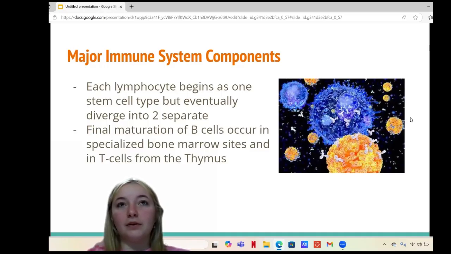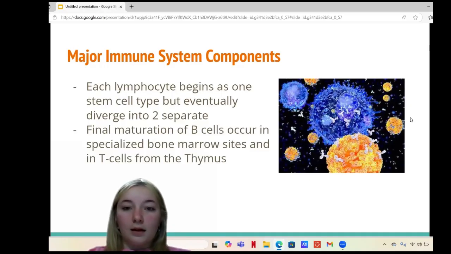Lymphocytes allow us to distinguish which substances are foreign and which aren't to the body, and this will allow our immune system to kick in and know that it's supposed to rid the body of these things.